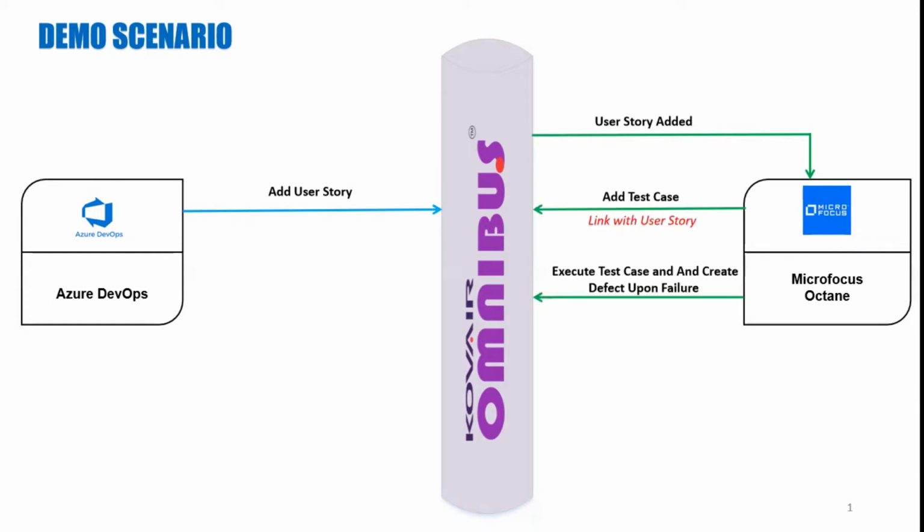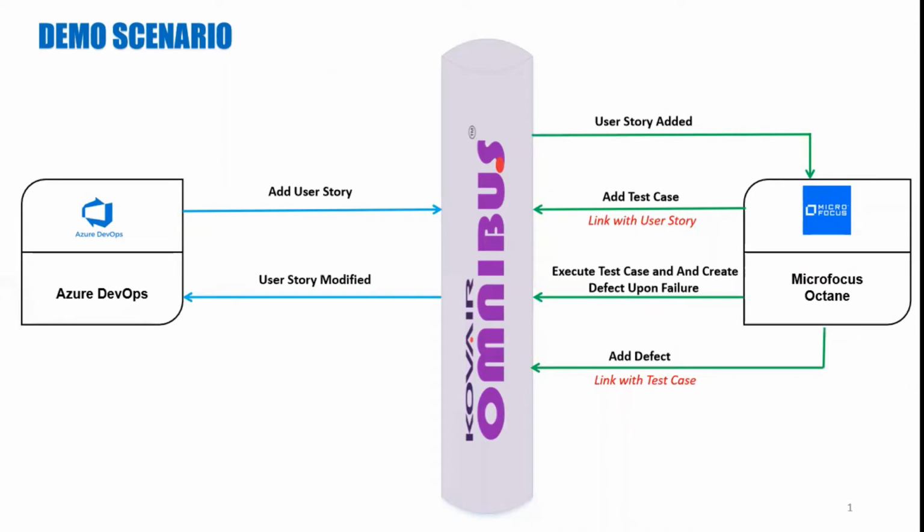If the test case fails, the QA team will analyze the issue and log a defect in Micro Focus Octane, which changes the status of the user story in Azure DevOps. With this introduction, let us move to the actual demo.